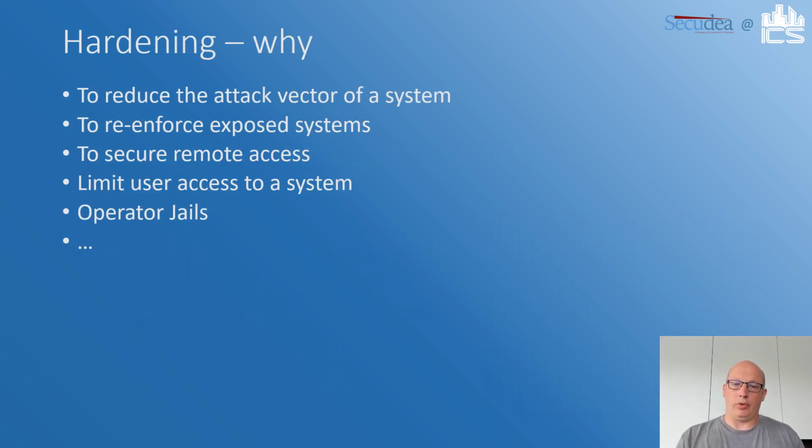So why would you think of doing hardening on ICS systems? First of all, the more the systems are interconnected, the more potential attack vectors there are. So hardening is the process in which we can try to reduce the attack vectors of those systems. We can try to reinforce the exposed systems if there are any, and also secure remote access, limit user access, or make operator jail protections more foolproof so that users cannot escape from the operator jails in question.